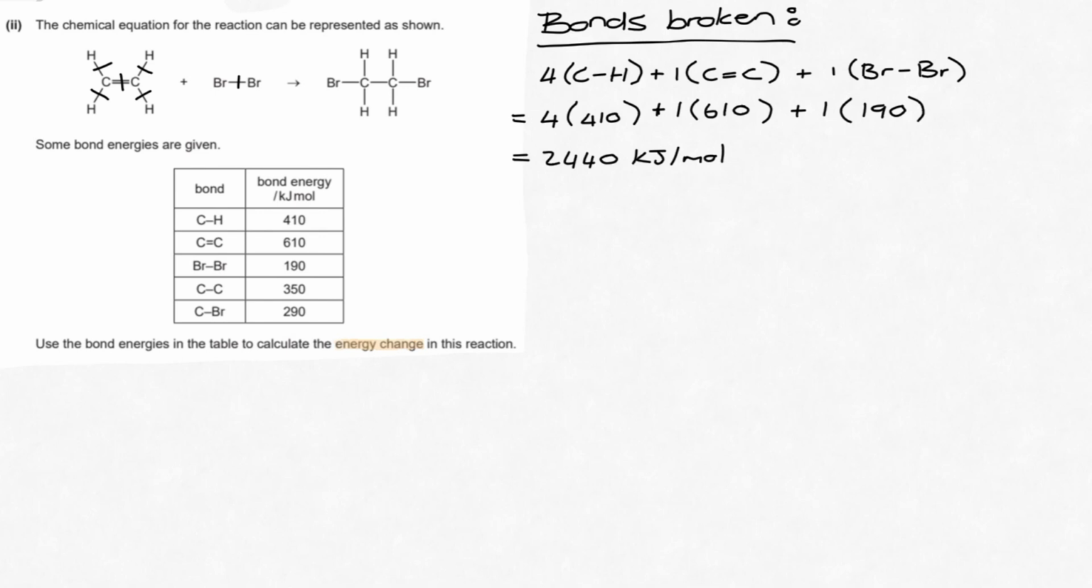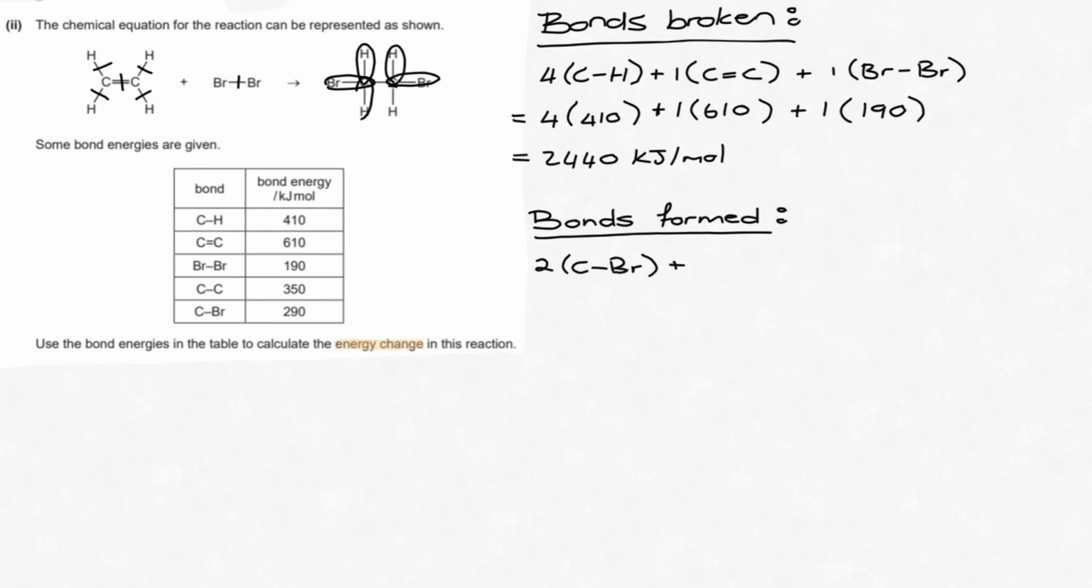Now, the second step is to calculate the amount of energy that's being released from the bonds being formed on the right side of my reaction. Now, I can see from the right side of my reaction that there is 1, 2 carbon-bromine bonds. There's also 1, 2, 3, 4 carbon-hydrogen bonds and 1 carbon-carbon bond.